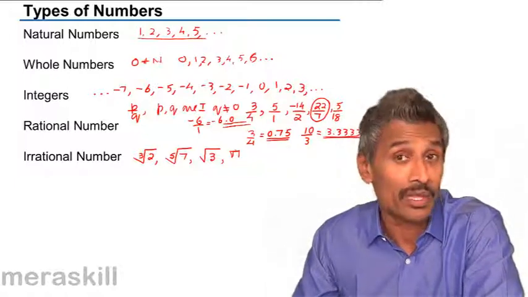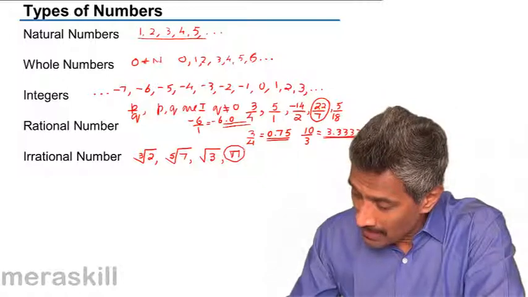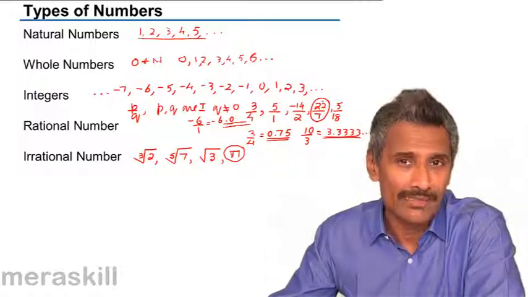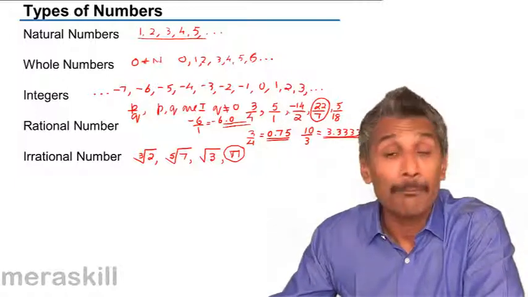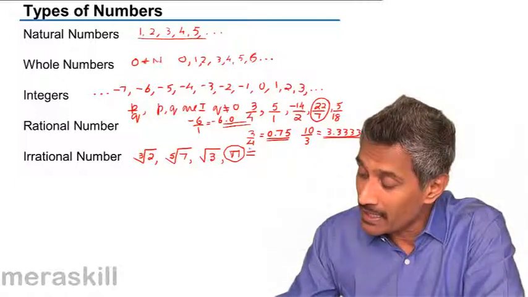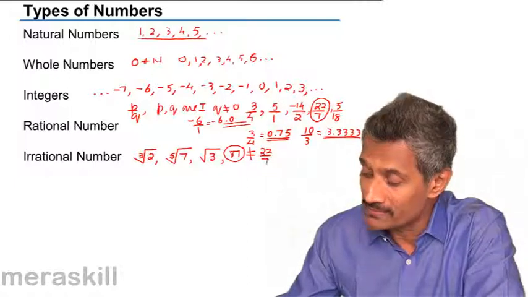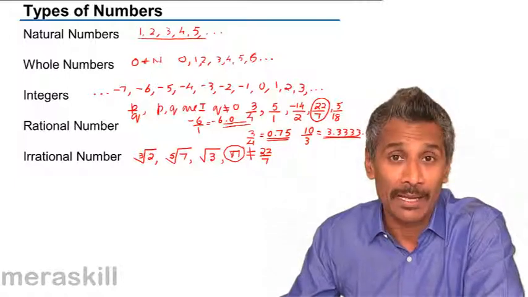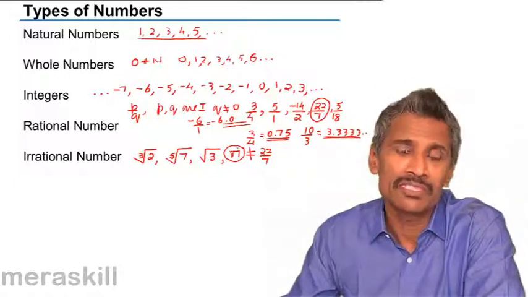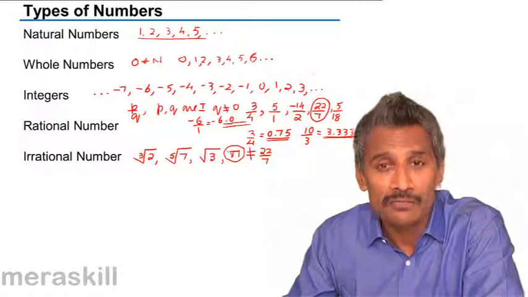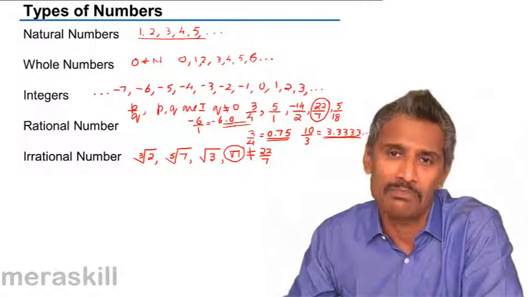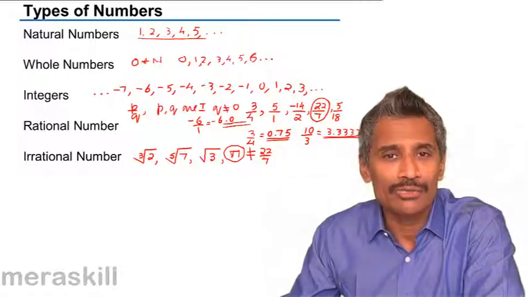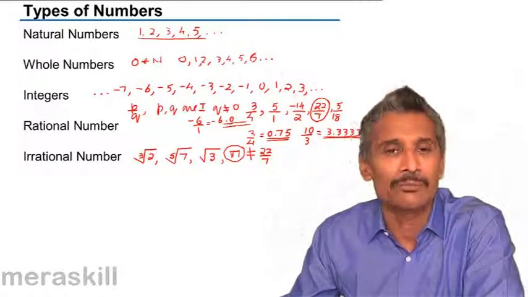Now you have to understand one thing. There is pi, there is 22 by 7. We often take pi as 22 by 7, which doesn't mean that pi is equal to 22 by 7. Pi is not equal to 22 by 7. 22 by 7 is the most approximate value of pi. Pi is an irrational number which is defined as the ratio of the circumference of a circle to its diameter. Pi d upon d is pi. But we often take the value as 22 by 7 because it is the nearest approximation.